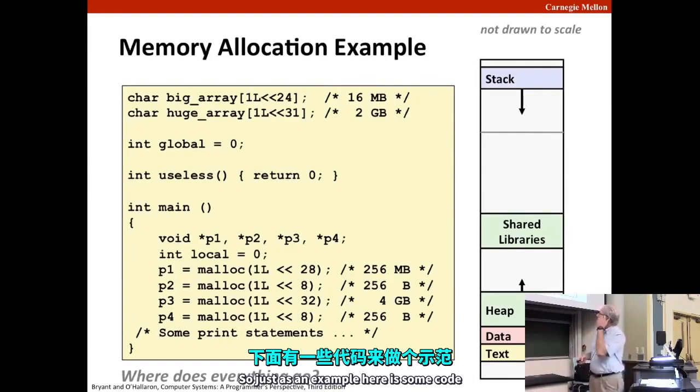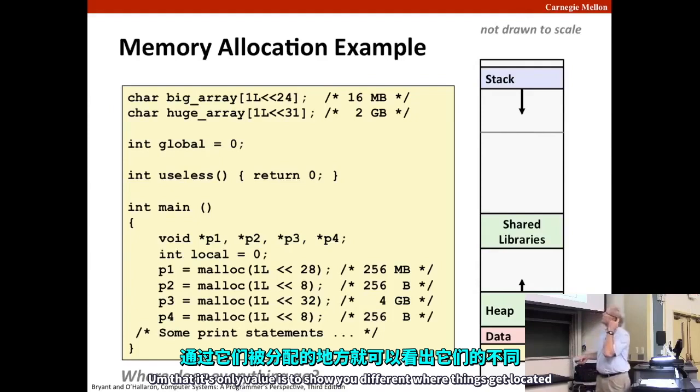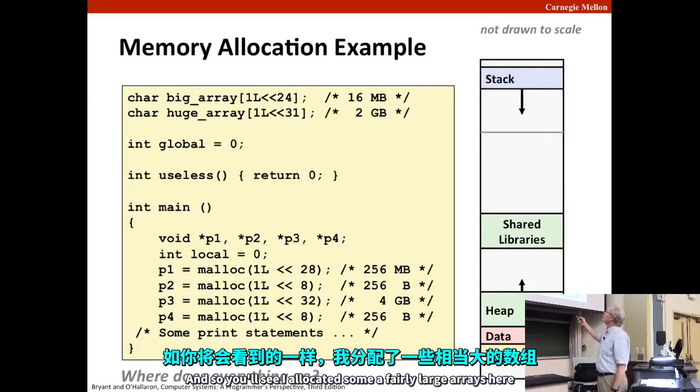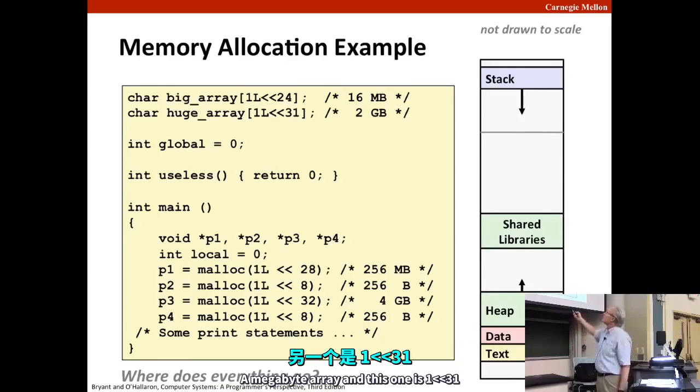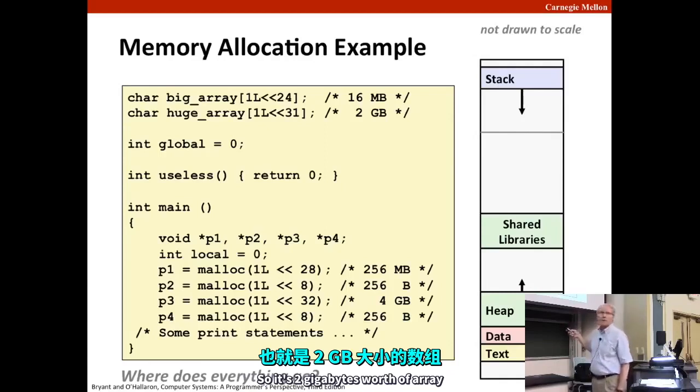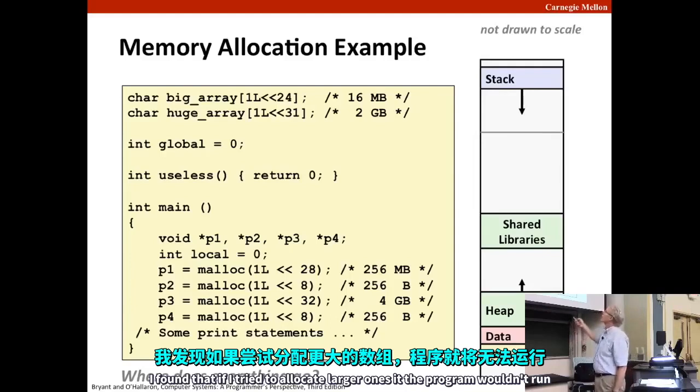So just as an example, here's some code whose only value is to show you where things get located. And so you'll see I allocated some fairly large arrays here. They're all chars, but this one is 2 to the 24th, so that's a 16 megabyte array. And this one is 2 to the 31st, so it's 2 gigabytes worth of array. I found that if I tried to allocate larger ones, the program wouldn't run.